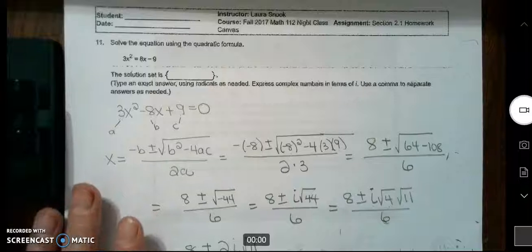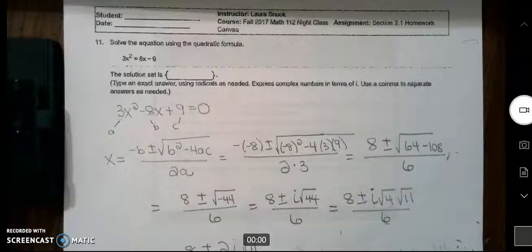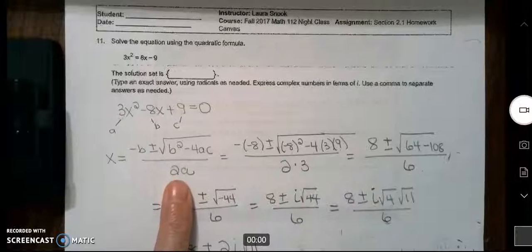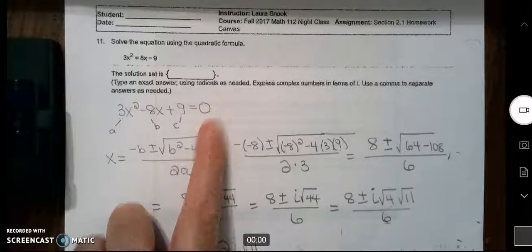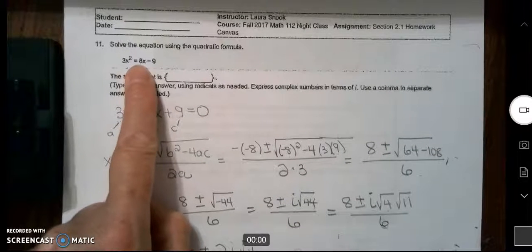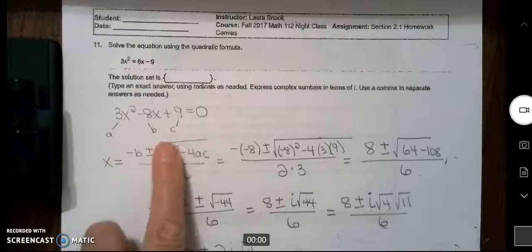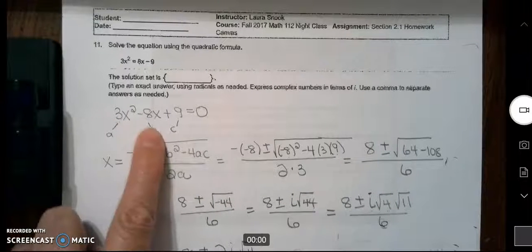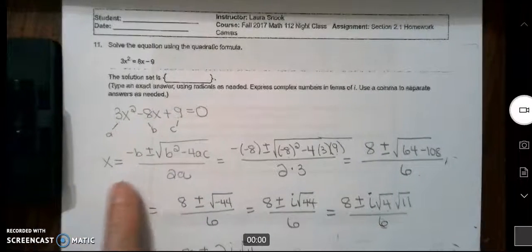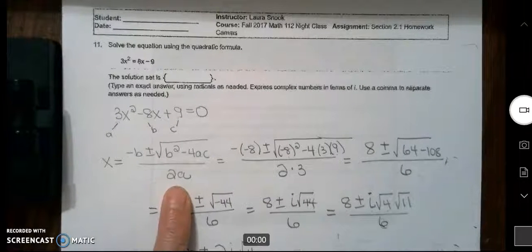This is section 2.1. This covers the quadratic formula, which I wrote right here. The first thing I would do is I want to have everything in standard form, which means I want everything on the left-hand side. So I went ahead and subtracted 8x, and I added 9. And then I'll label my A, which is 3, my B, which is -8, my C, which is 9. Okay, so here's my quadratic formula.